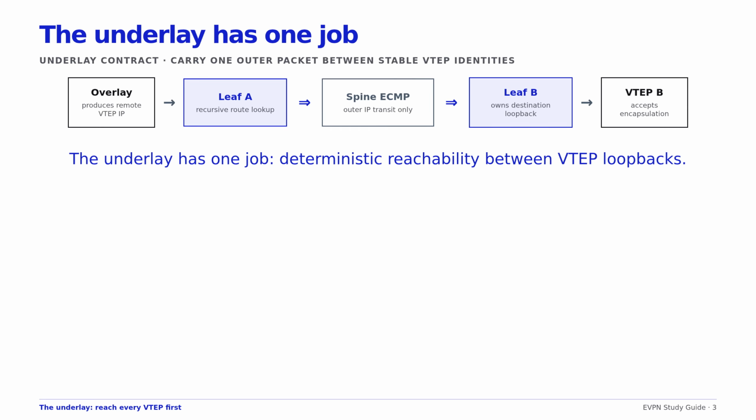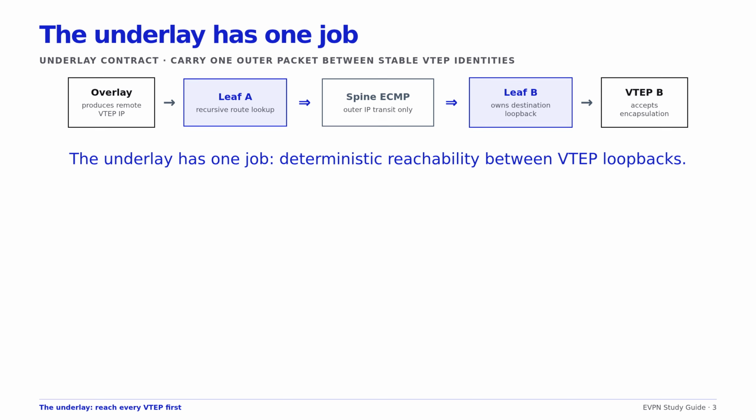VXLAN places an original Ethernet frame inside UDP and an outer IP packet. The source and destination of that outer packet are VTEP addresses. The underlay forwards this outer packet exactly as it would any other IP traffic. It does not need the tenant's MAC address, subnet, VRF, or route target.